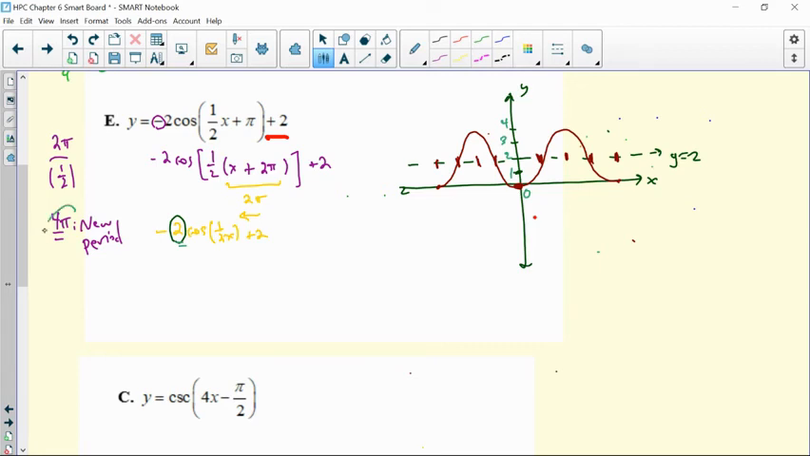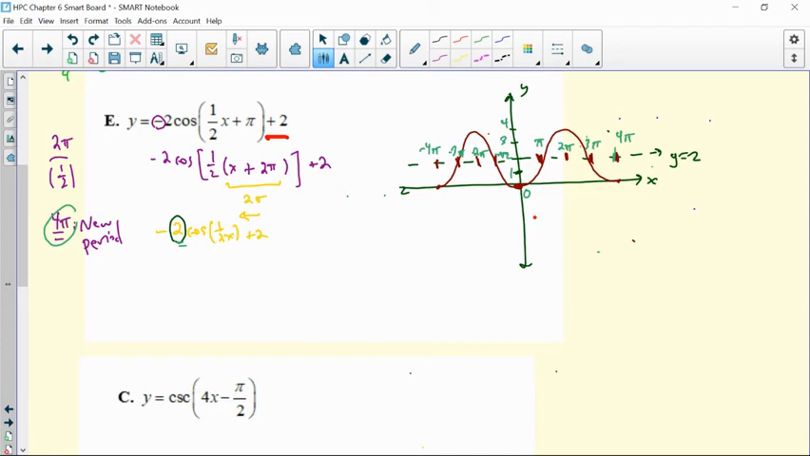Now, 4 pi is the new period. So that means out here is 4 pi. And if you divide that by fourths to count, that's like 1 pi, 2 pi, 3 pi, 4 pi. So there's pi, there's 2 pi, there's 3 pi, there's 4 pi. And this would be -4 pi, negative 3 pi, negative 2 pi, and then negative pi. So that would be perfect if that were our only function. But now we need to shift it to the left 2 pi units.